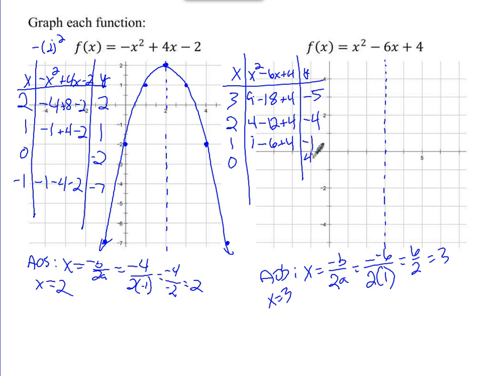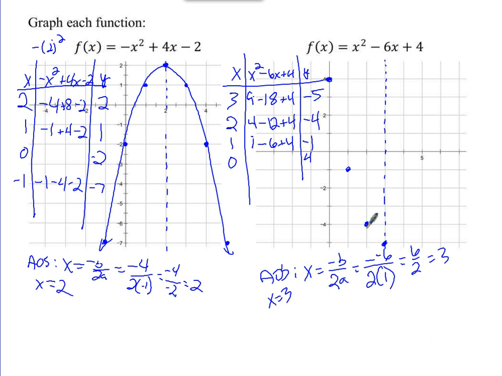All right, that should be good enough. Positive 3, negative 5, my vertex. 2, negative 4 is there. 1, negative 1 is there. And then 0, 4, my y-intercept, is there. Looks pretty good to me. It looks like a parabola, so we should do what?